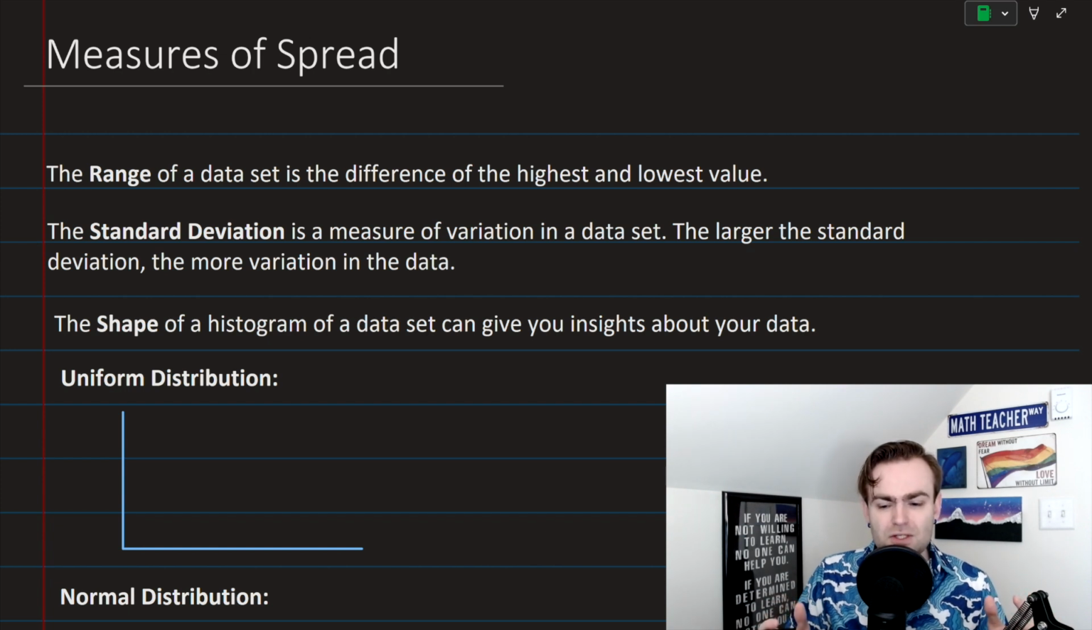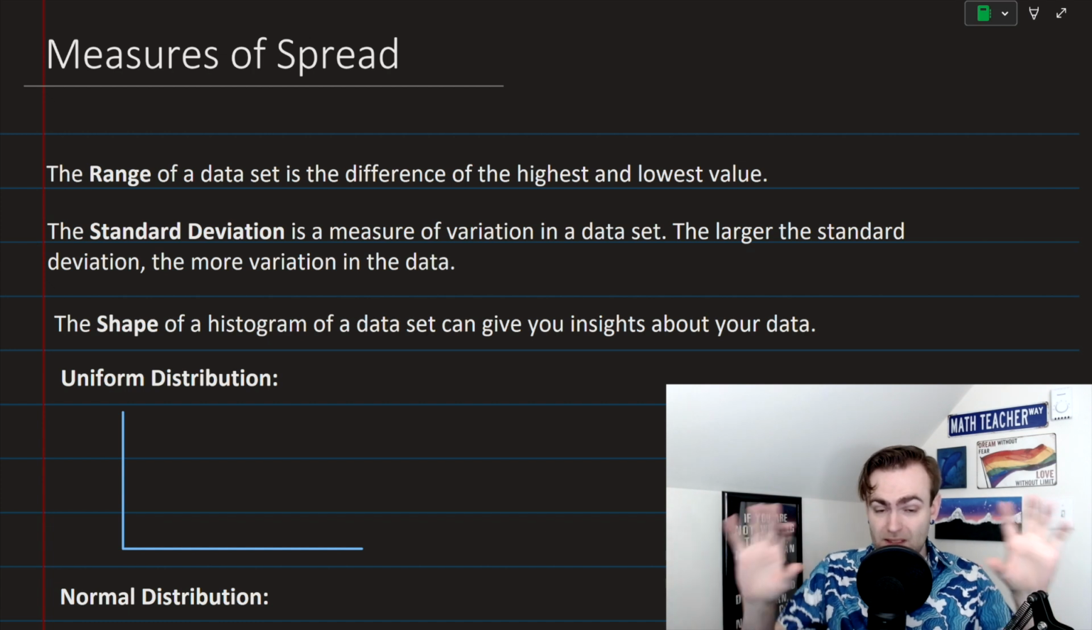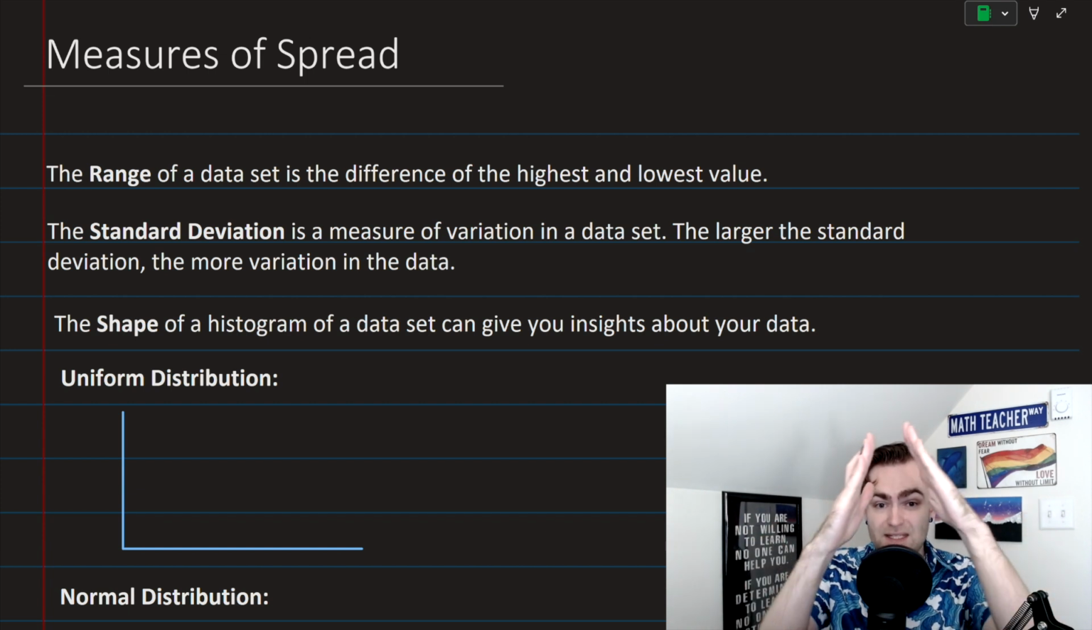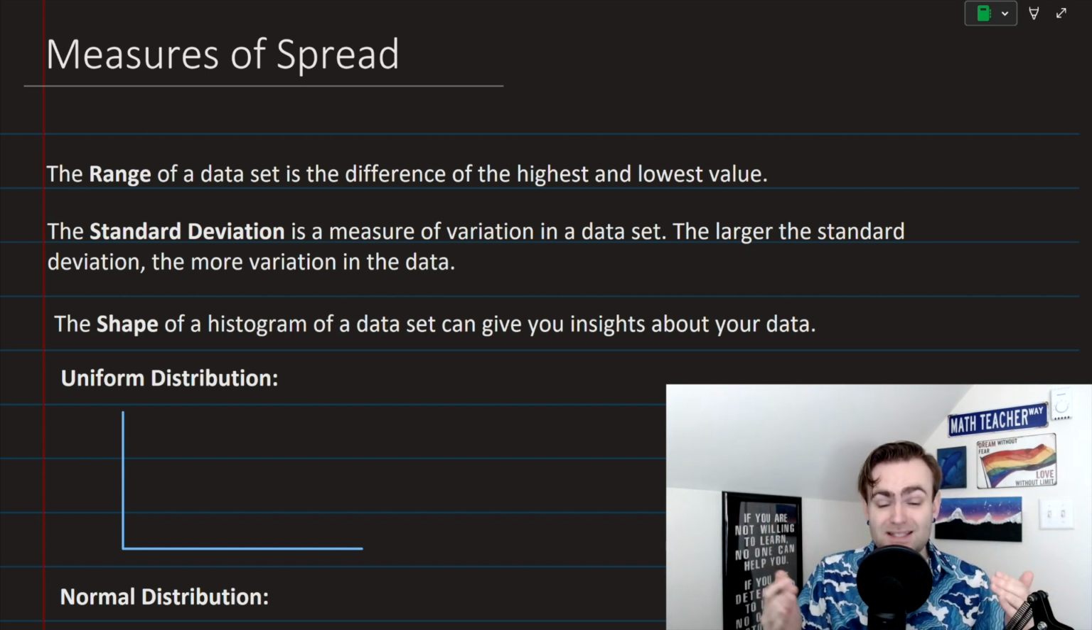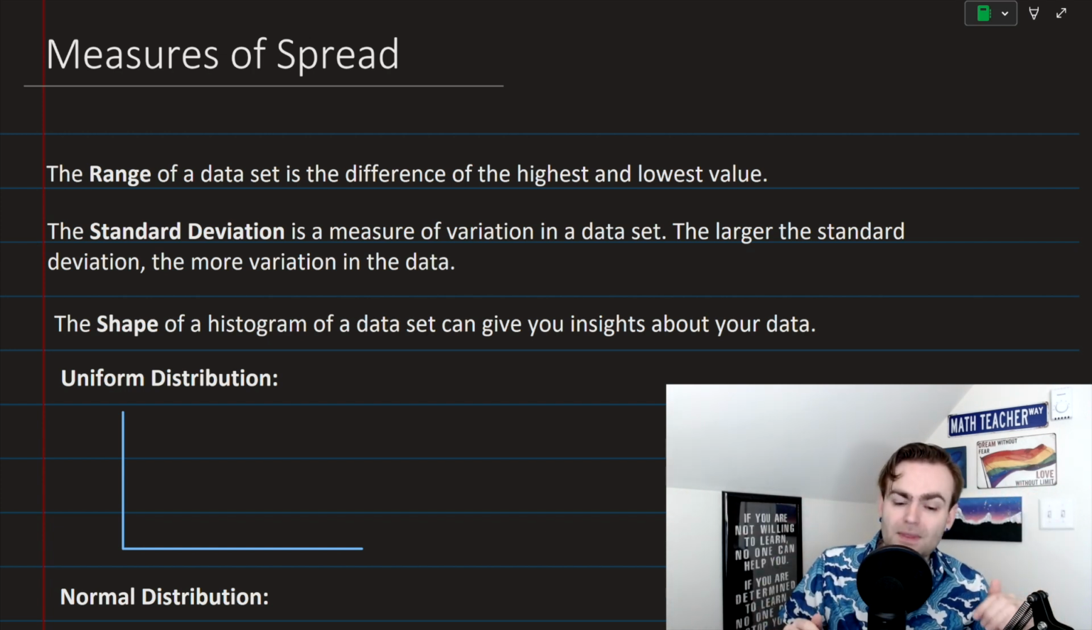The standard deviation is variation. How spread apart is your data? If the data is really spread apart, it's clumped everywhere, then it has a large standard deviation. The more confined your data is, the closer it is together, the less variation there is, the smaller your standard deviation. So if we have some outliers and we have a lot of data in the middle, there's not going to be as much standard deviation as a more uniform distribution.